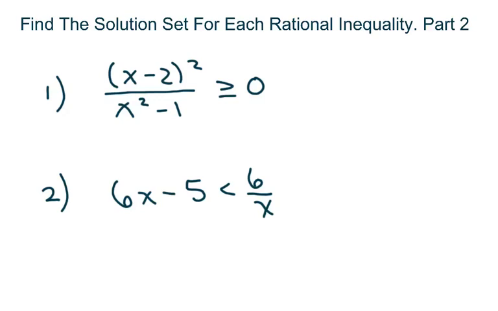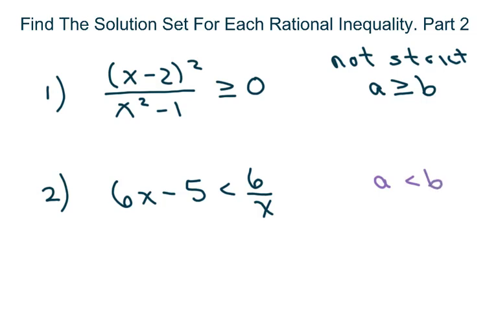Hi everyone, we're going to find the solution set for these two rational inequalities. This is part 2. The first one is a not strict inequality. It's not strict because it has an equal sign in it. The second one is strict because it has to be less than 0. What we're going to do is set it to 0.